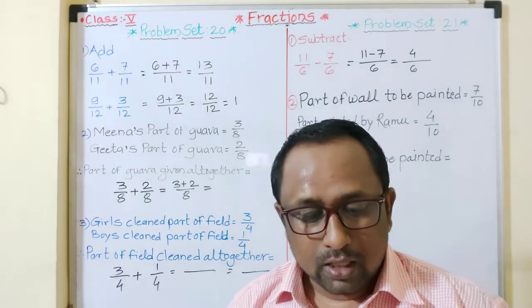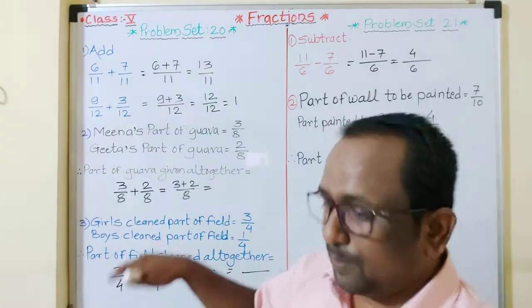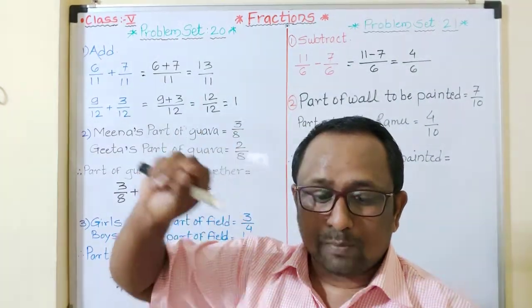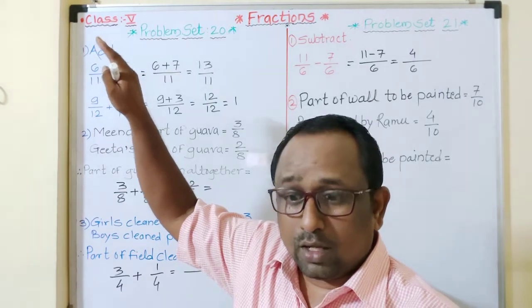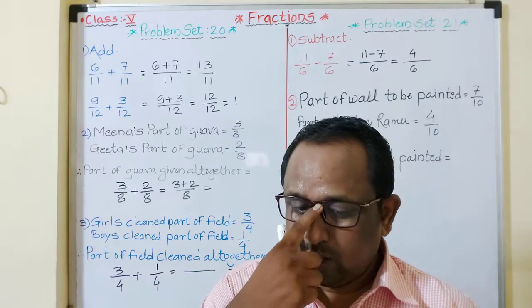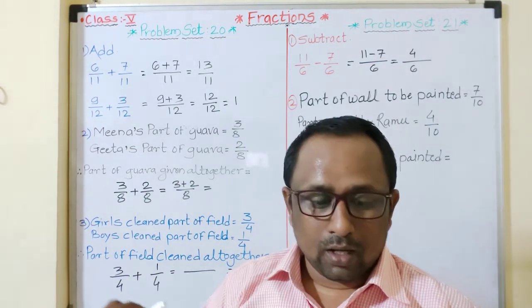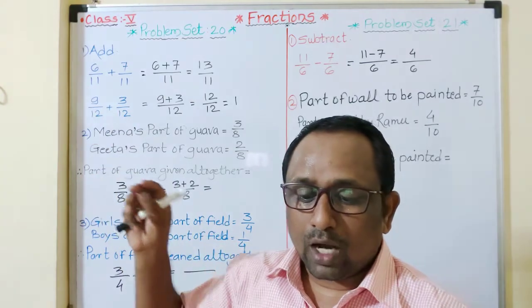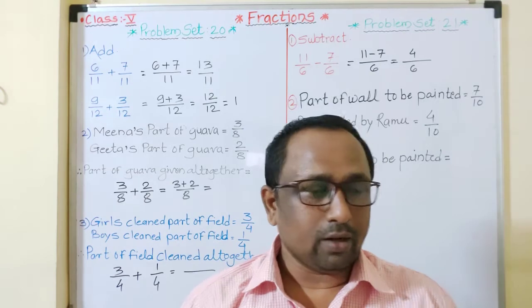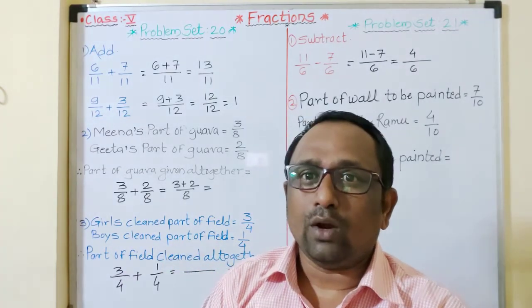The second example: 7 upon 10 of a wall is to be painted. There is a wall, and the part the painter should paint is 7 upon 10. The painter's name is Ramu. Ramu has painted 4 upon 10 of it. Means out of 7 upon 10 part, Ramu painted only 4 upon 10. How much more needs to be painted? So how much part Ramu has to paint, that we have to find.